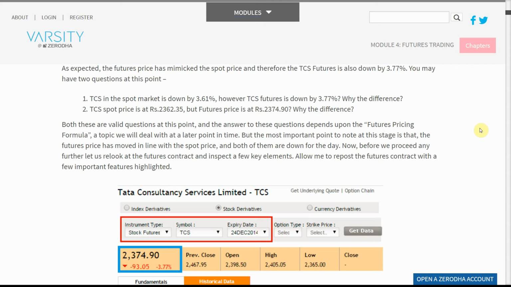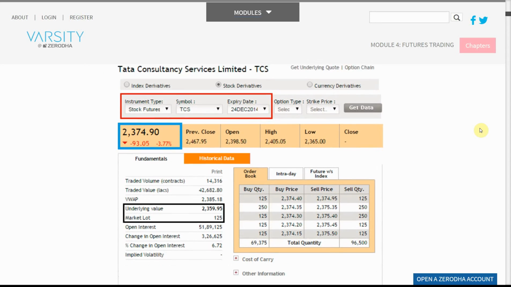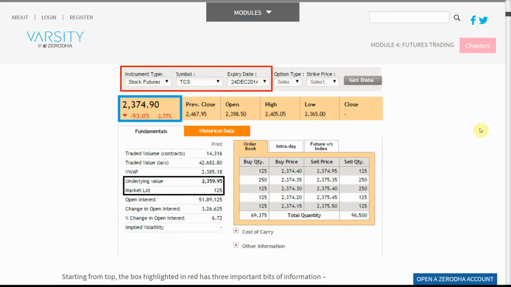Both these are valid questions at this point, and the answer to these questions depends upon the futures pricing formula, a topic we will deal with at a later point in time. But the most important point to note at this stage is that the futures price has moved in line with the spot price, and both of them are down for the day. Now, before we proceed any further, let us relook at the futures contract and inspect a few key elements. Allow me to repost the futures contract with a few important features highlighted. Starting from top, the box highlighted in red has 3 important bits of information.